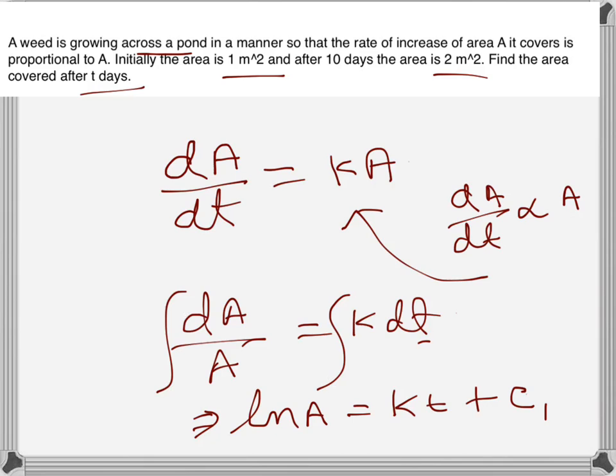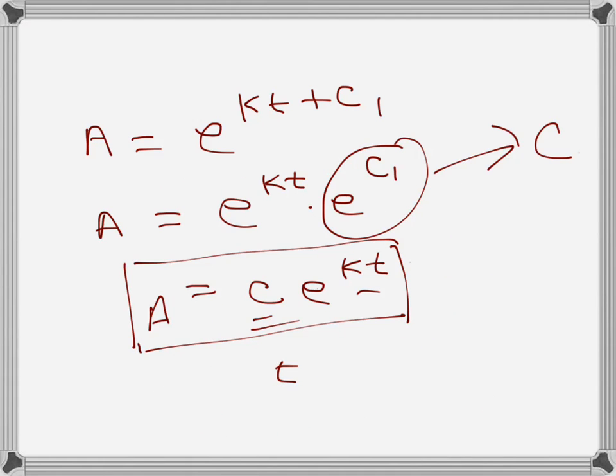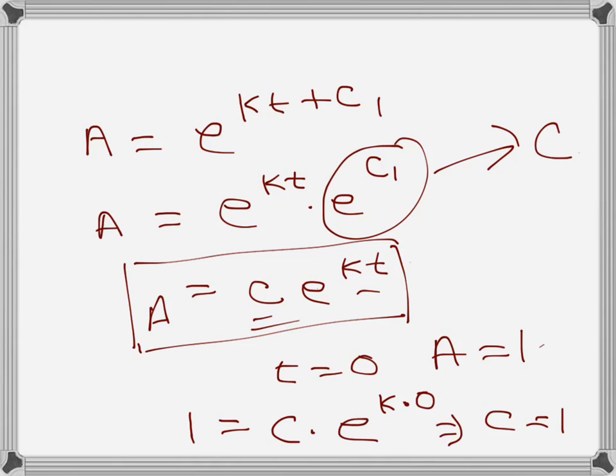There is some information given. Initially the area is 1 square meter. Initially means when t is equal to 0. When t is equal to 0, A is 1. So we can plug in those values: A is equal to 1 when t is equal to 0, so e to the power k times 0. e to the power 0 is 1, so c becomes 1. Our equation now becomes A equals e to the power kt. Since c is 1, I am not writing c. Now we need to find k.